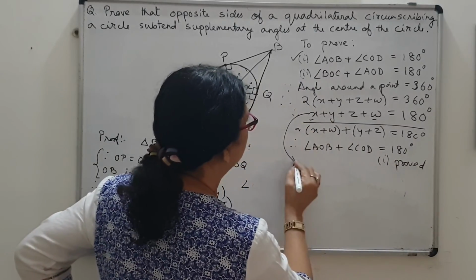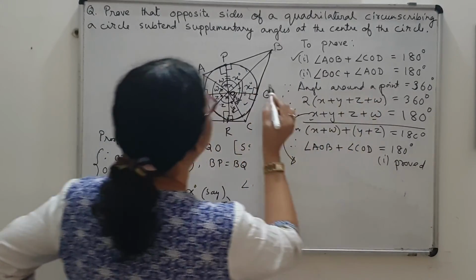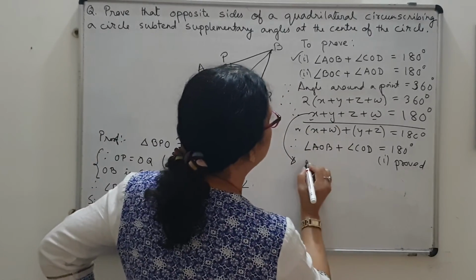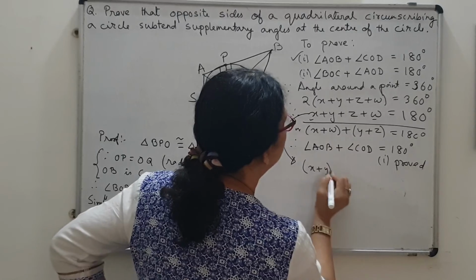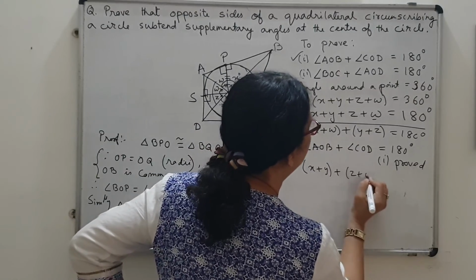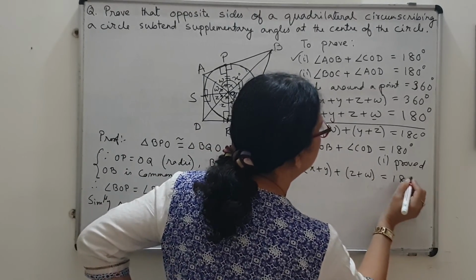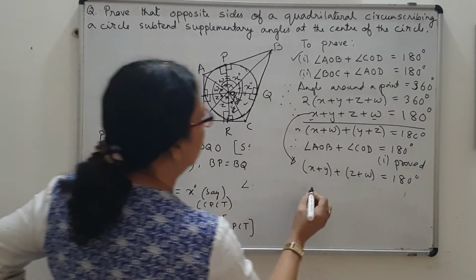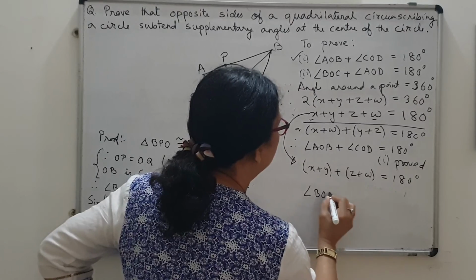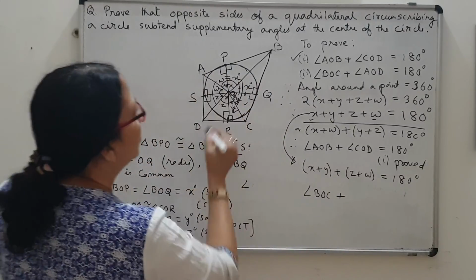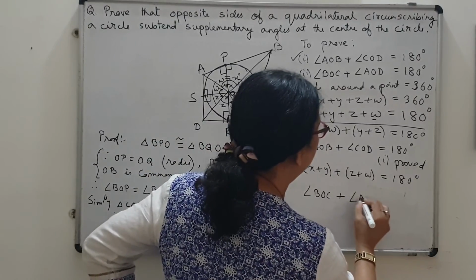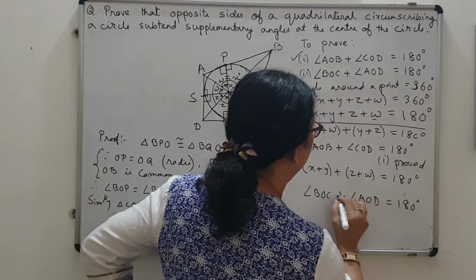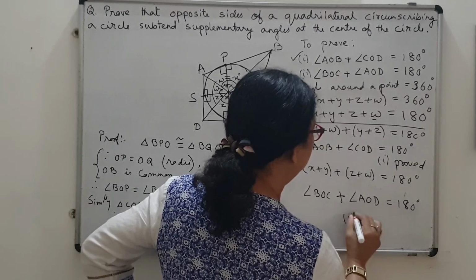Now again come from this. Now I have to prove this one. BOC. BOC is your x plus y. So now I'll keep x plus y in this way. X plus y plus z plus w is 180 degrees. X plus y is your BOC. So angle BOC plus z plus w, which is AOD. Angle AOD is 180 degrees. Hence the second part is also proved.